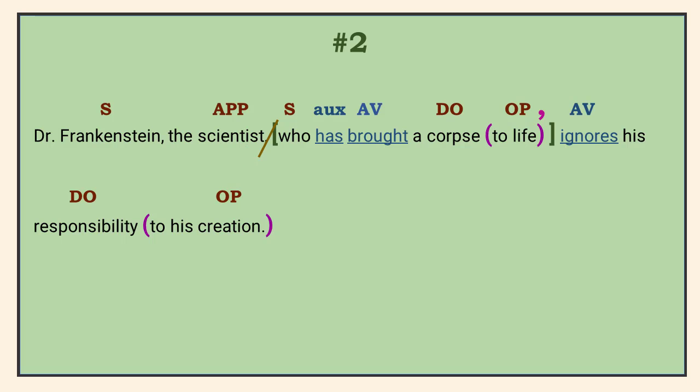To life is a prepositional phrase telling how or in what manner he brought it. If you aren't sure of the question, check the noun in front of the prepositional phrase. To life clearly isn't telling which one or what kind of corpse.